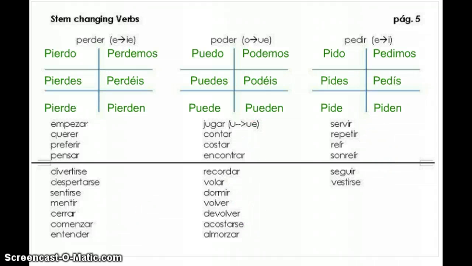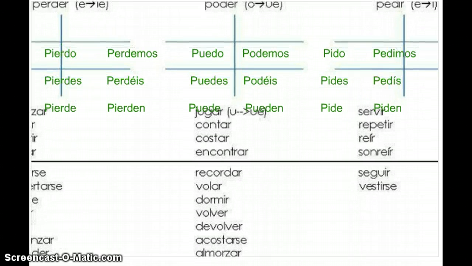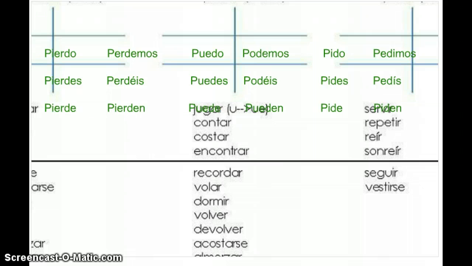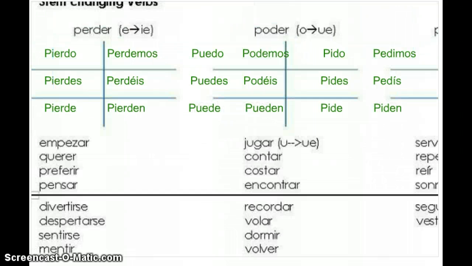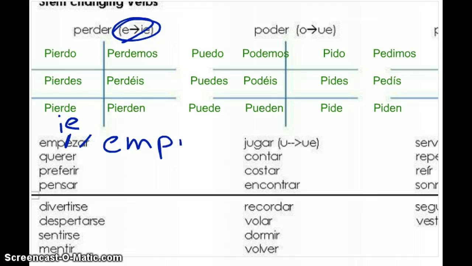So let's just try out two of these for each verb. I'm going to zoom in here. Alright, so I've got empezar. I'm going to take off the ending. That leaves me with my stem. This is E to IE, so I'm going to change that E to IE. And then any form that you put it in, empiezo, empiezas, empezamos would obviously stay the old way.